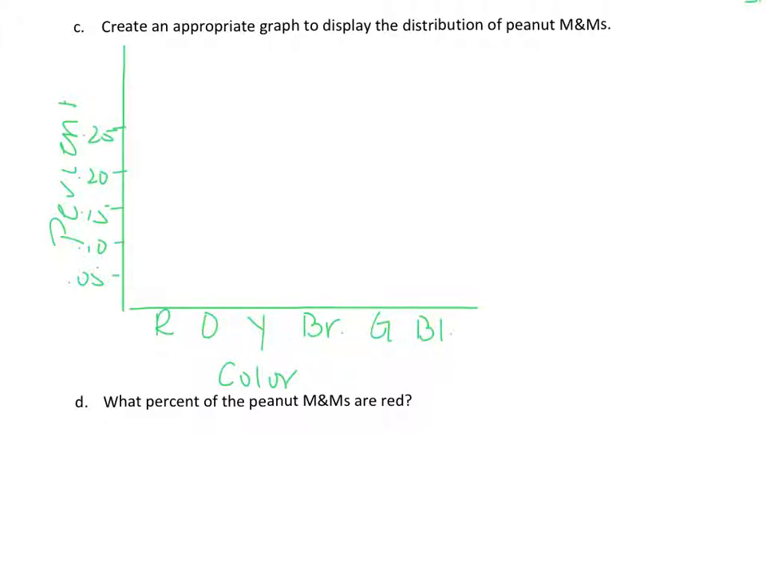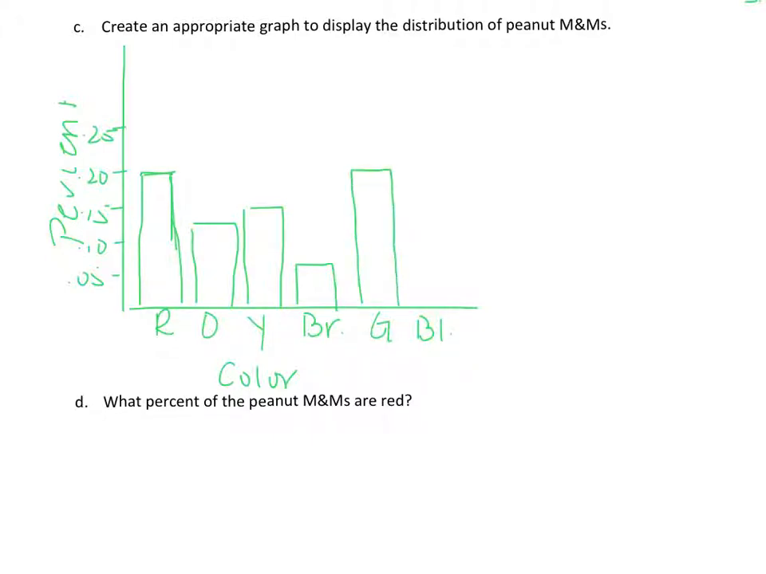So for red, we're at 19% or 0.19. So I'm going to draw my bar to about 0.19. Please excuse my drawing on here. I'm pretty awful. And then we have 0.13. My yellow is 0.15. Brown is 0.07. Green, we're going to go up to 0.21. And then blue is going to go up to 0.24.